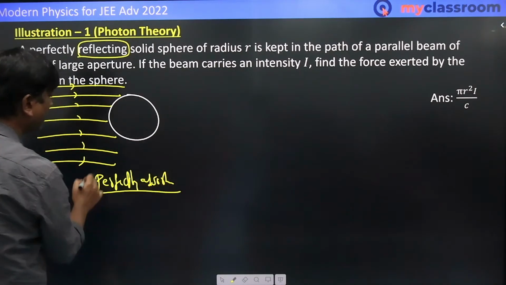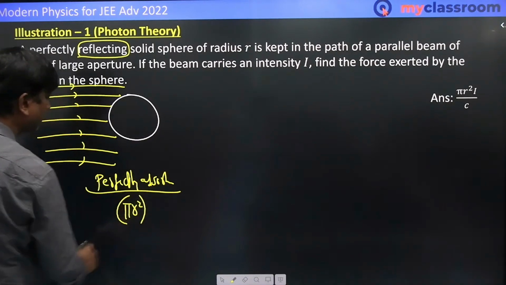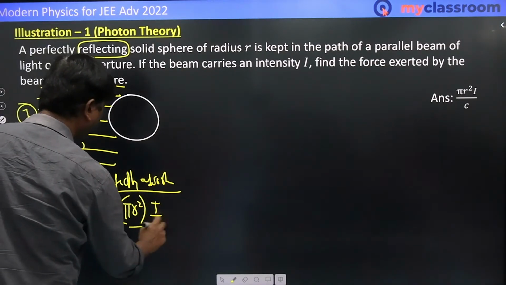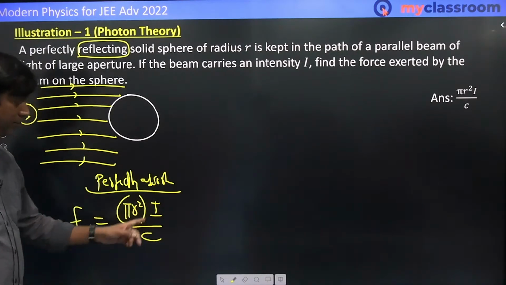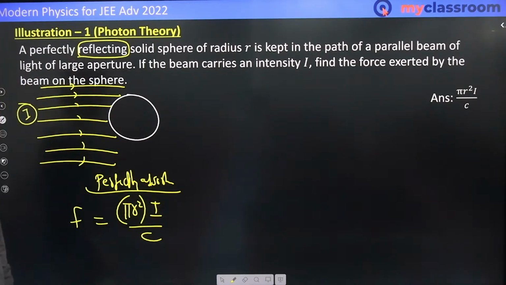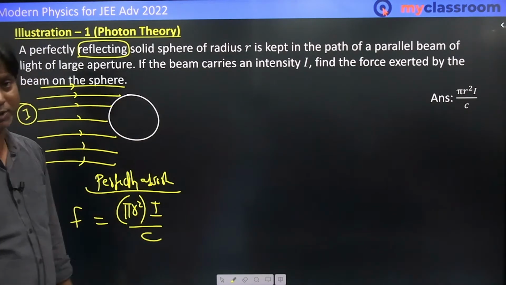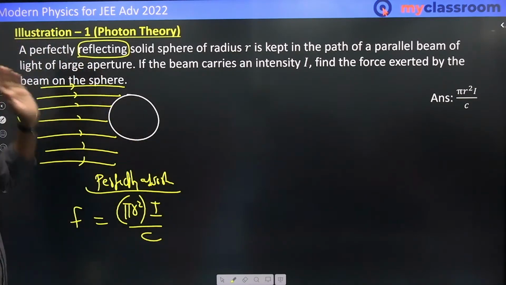So for perfectly absorbing, you take the projected area pi r square into I by C. This is what you will get as the force, meaning the radiation pressure I by C into the projected area pi r square. This is what you will get when it is perfectly absorbing. Now, what are you going to get when it is perfectly reflecting? This is what we'll try to find.